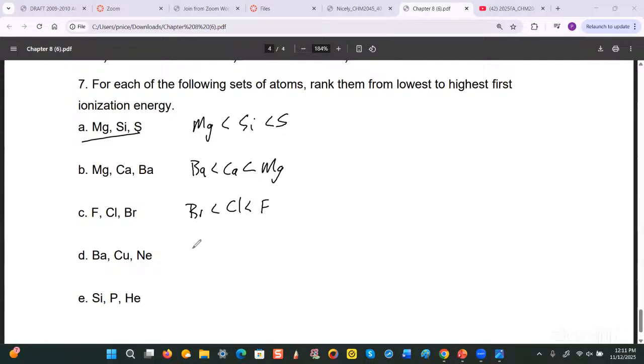And then what about D? No, let me see. Barium is, where's barium? Barium is there. And then copper is further up. It's under group 1B. Yeah, and then neon is all the way to the right, further up. Okay, so which would have the lowest first ionization energy? Barium. Barium, followed by copper, then neon. So the same order as given.